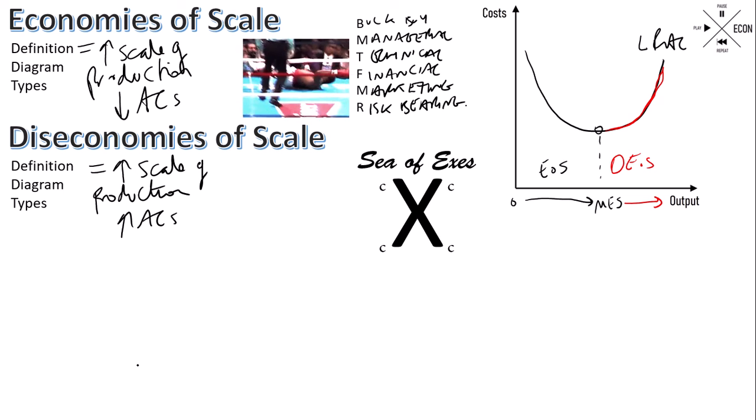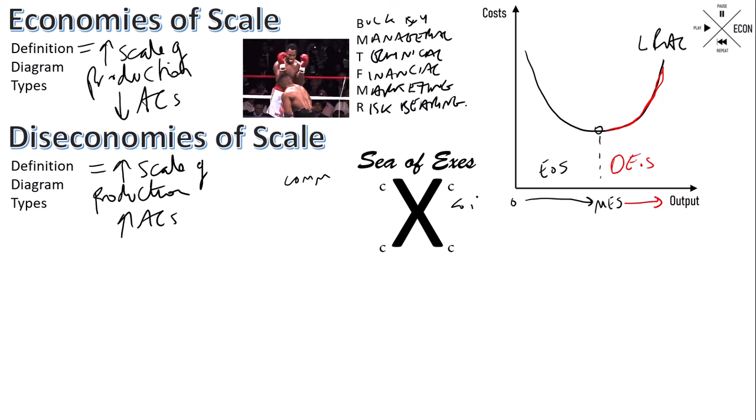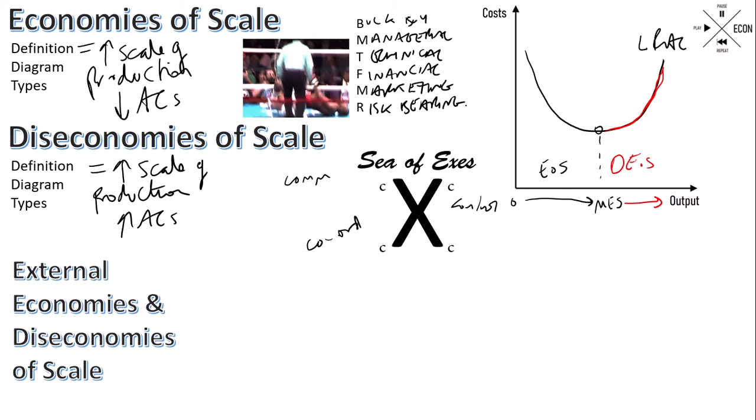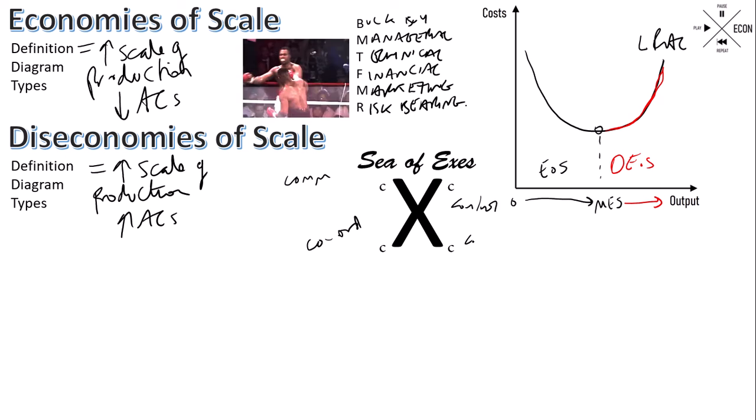And then the types of diseconomies of scale, my little way of remembering it is a C of X's. So we've got communication issues. We may have control issues. We may have coordination issues. And we may have cooperation issues.